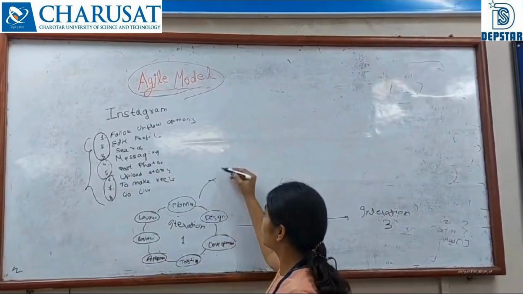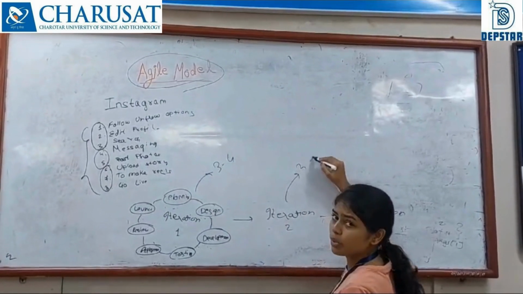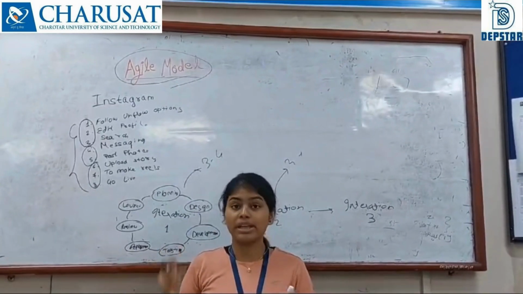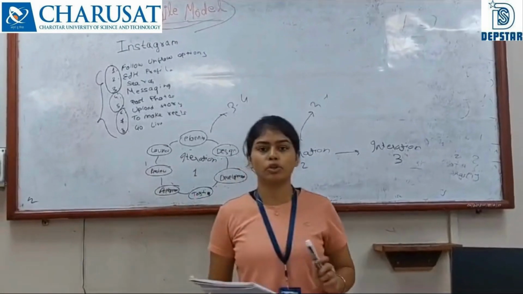That is, the first iteration would take 3 to 4 weeks, the second iteration would again take 3 to 4 weeks. Similarly, we can complete it within 2 months. And yeah, there are even disadvantages. That is, there is a lack of documentation.